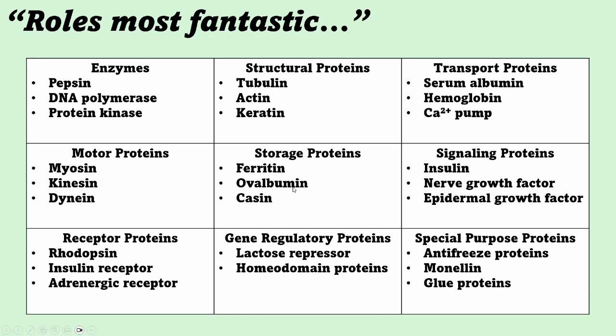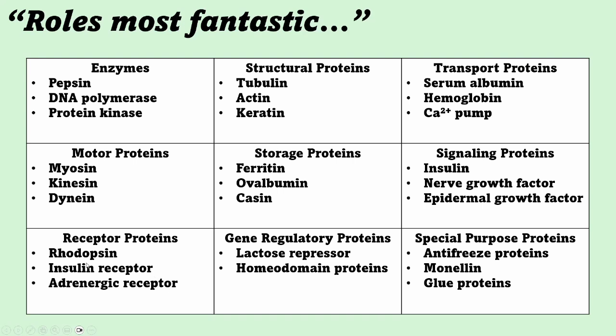Those are storage proteins in eggs and milk, respectively. Signaling proteins like insulin, other broader categories of signaling proteins would be hormones. Hormones are signal molecules. You have things like nerve growth factor, epidermal growth factor, and for every signal you often have a receptor. So receptor proteins like an insulin receptor for the insulin.